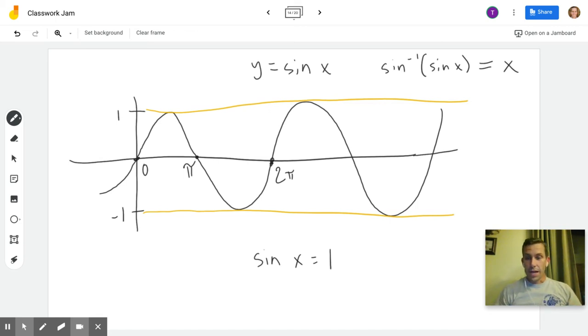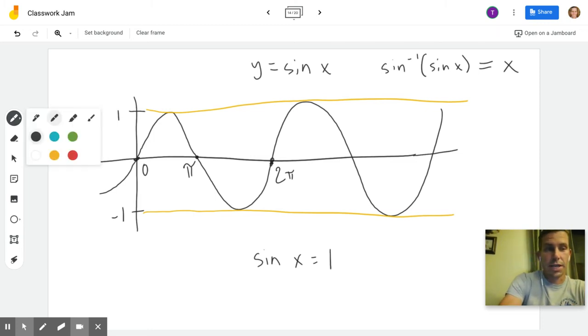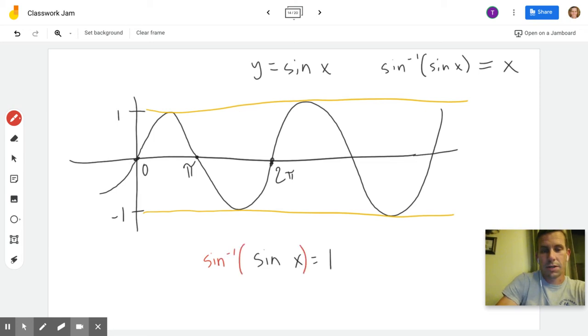So the way we solve for x in this case is we need to do the opposite of the sine function. And in this case, the opposite of the sine function is the sine inverse function. And we have to do it to both sides.